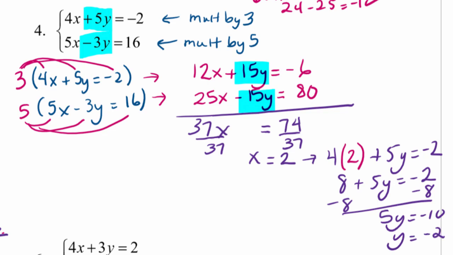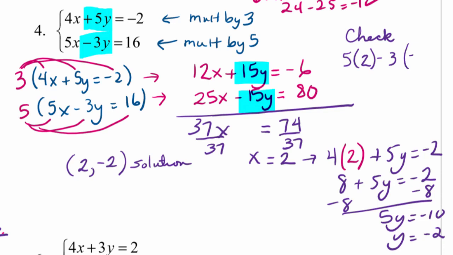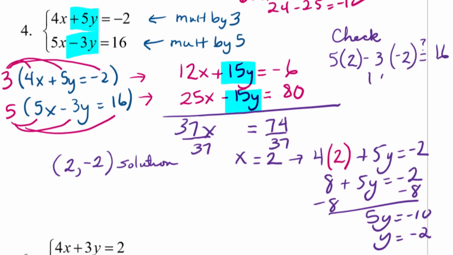All right, and does that check? Well, here, let's put the check up here, because we're getting that 2, -2 is the solution. So we'll check it in the second equation. So 5 times 2 minus 3 times negative 2. Do we get 16? 10 plus 6. Yep, that's 16. Okay, so that checks.